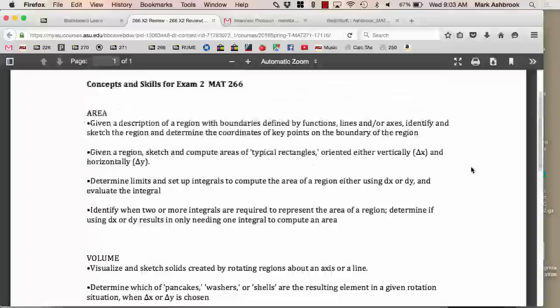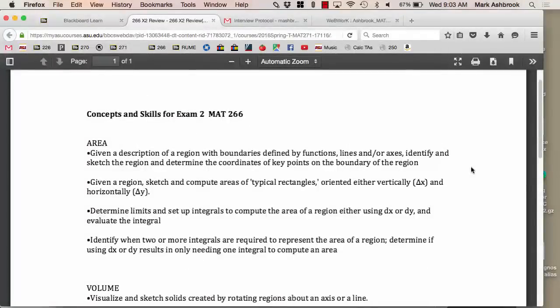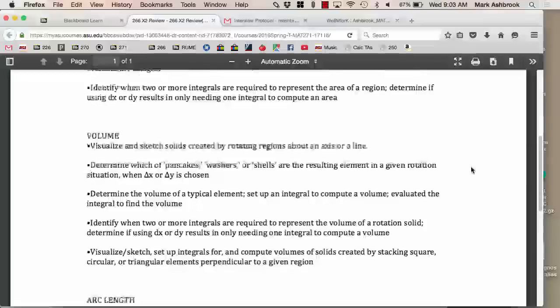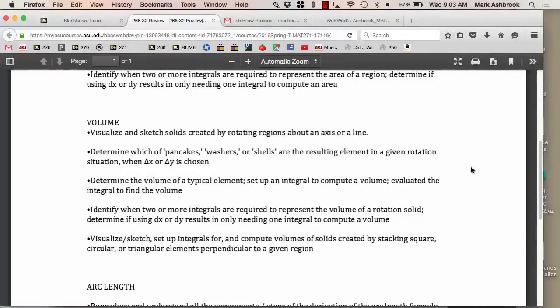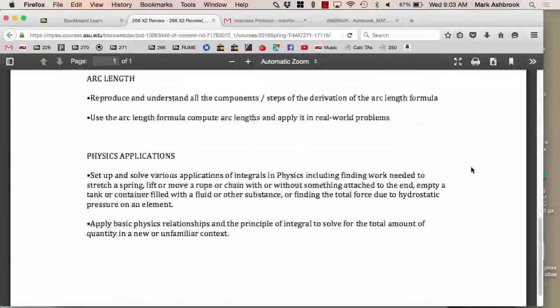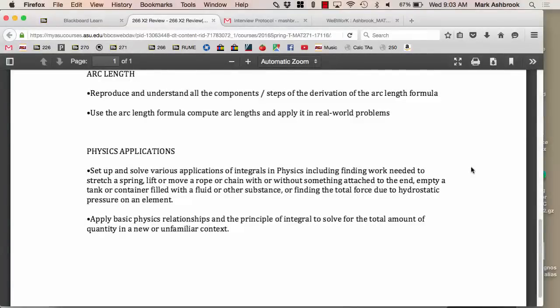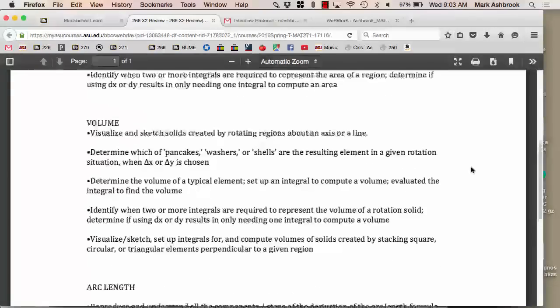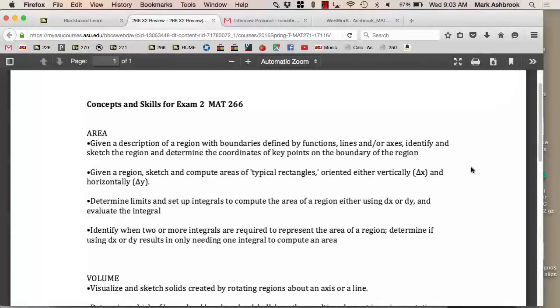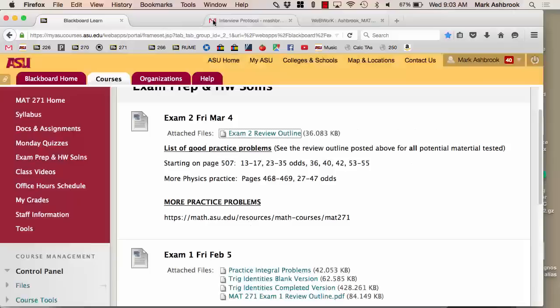But the rest, basically we talked about using integrals to find areas of regions, volumes of various solids, arc length, and these physical applications. That's the bulk. That's the whole test. And then I gave you some bullet points so you know specifically what you're responsible for in each of those arenas. Okay. So that's the review outline. That's the centerpiece of your studying. Everything on the exam is mentioned in that review outline.